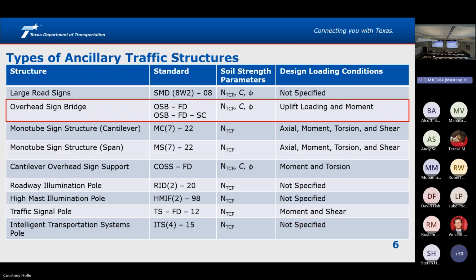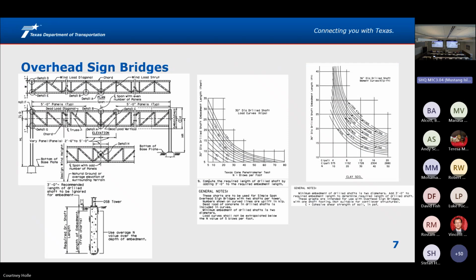Overhead sign bridge also has the same soil strength parameter inputs. For this one, there's two types. There's the two shaft footing, which is primarily axially loaded. So once you separate it into two shafts, we're looking at uplift. And then the chart that's all the way on the left is the laterally loaded structure, so single shaft or single column elements. On that side, you're looking at the moment. So the moment's kind of the target on the curve.